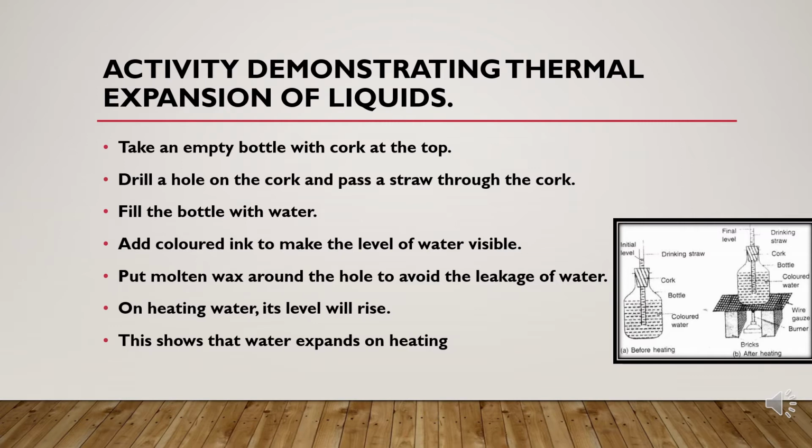After this, fill the bottle with water. You can also add, children, different colored ink. For example, a blue ink you can add in water to make it easier to see the level of water. You can put some molten wax around the hole. Why? To avoid the leakage of water. So when the level of the water will rise, we don't want the water to leak out of the bottle. So you can put molten wax around it.